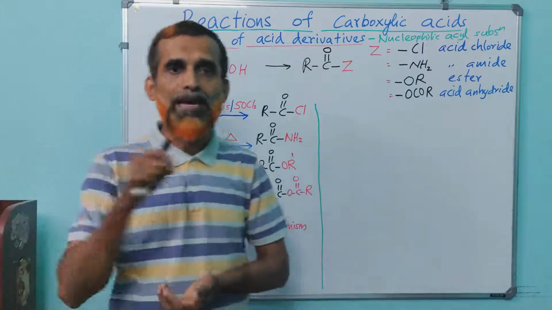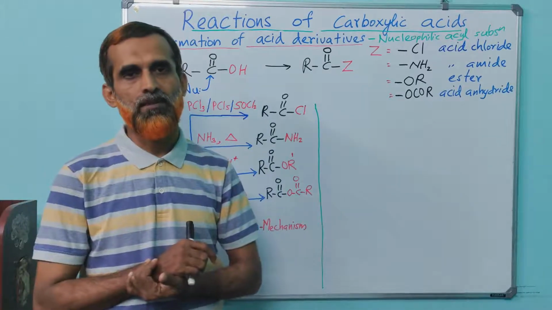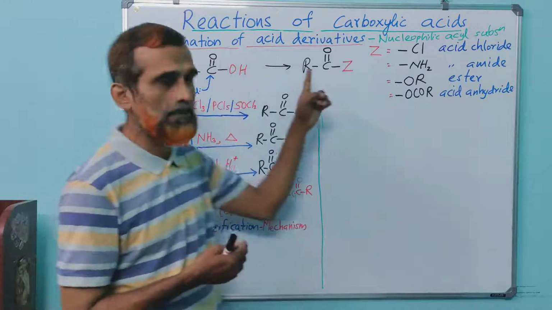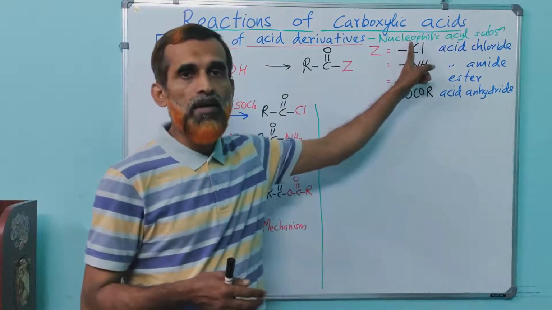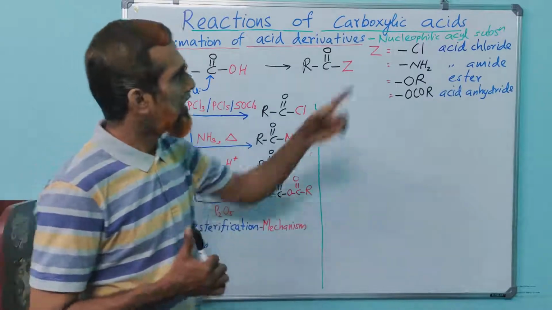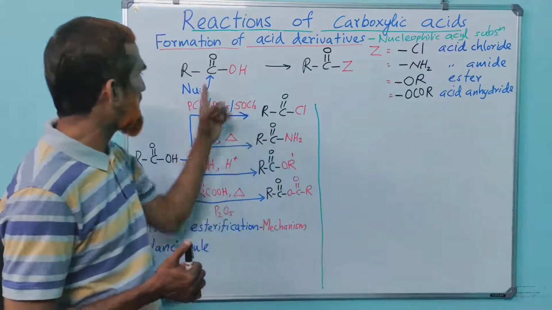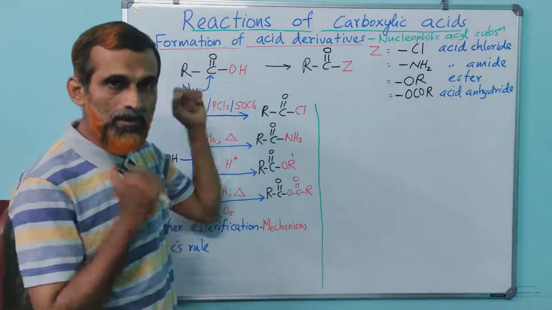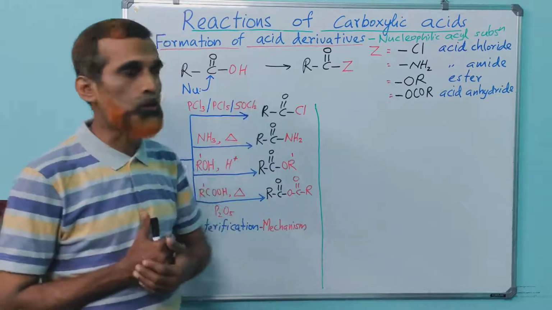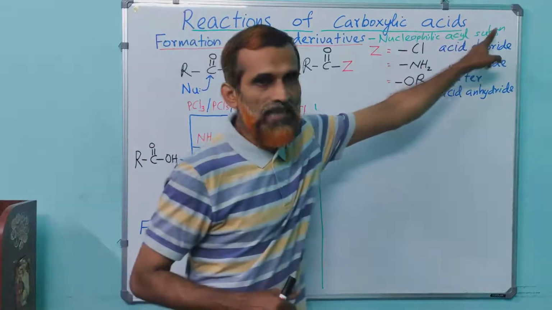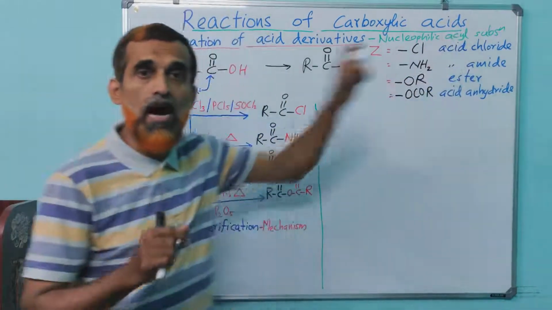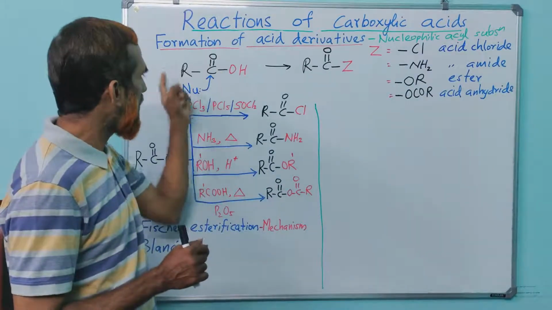If you look into the mechanism, we can see that formation of acid derivatives from carboxylic acids are all coming under nucleophilic acyl substitution. That means some nucleophile will be attacking this carbonyl carbon, causing the replacement of OH group. So it's basically a substitution reaction, and that takes place at the acyl carbon. This is an acyl group.